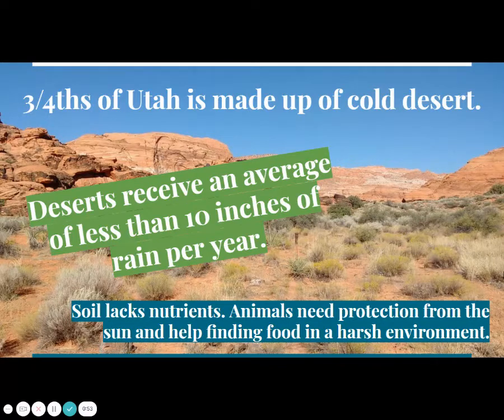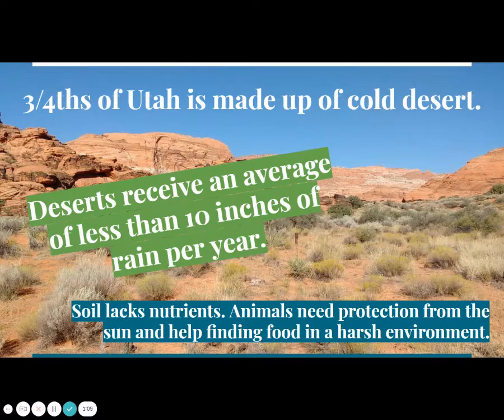Deserts receive less than 10 inches of rainfall per year. That's not very much rain, is it? As you know from the many snowmen you've built, we still get snow in Utah. Deserts are characterized by their lack of rainfall only.